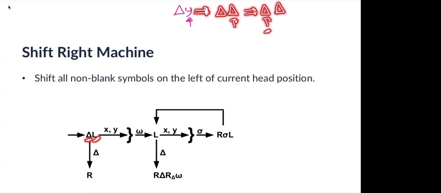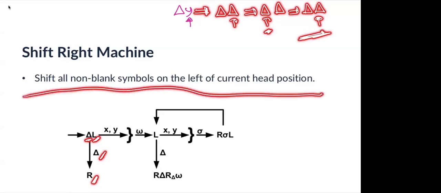And it finds a delta, which means we will go to the right. So next, we will go to the right, like this. So we end with this position. Look here, we want to shift all non-blank symbols on the left of current head position, but there is no non-blank symbol here. So actually, we are not shifting anything. We just change current symbol into a delta.